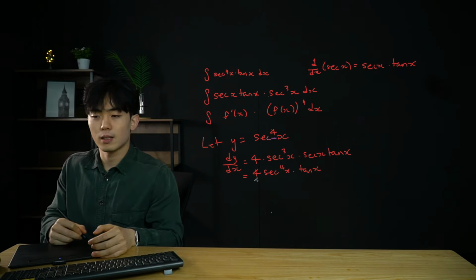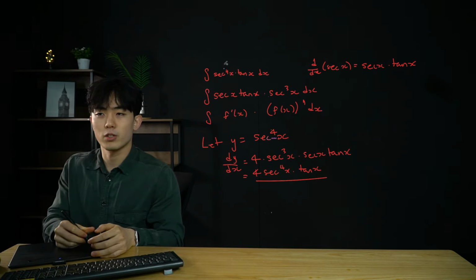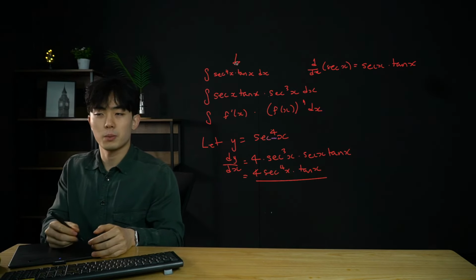And you should notice that this term we get and the original integral term we have is very similar once again, except now we have this 4, which we don't want, so to our y, we divide it by 4. Okay, or times it by 1 over 4. So our final answer will be y is equal to 1 over 4 secant to the power of 4x plus c. Okay.